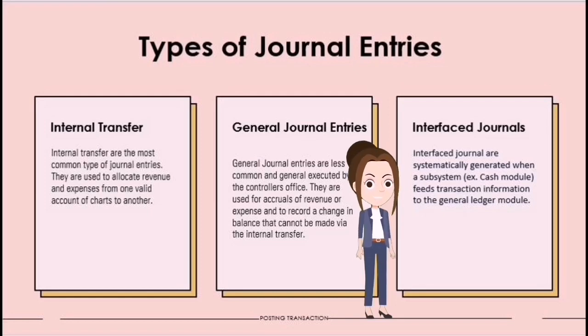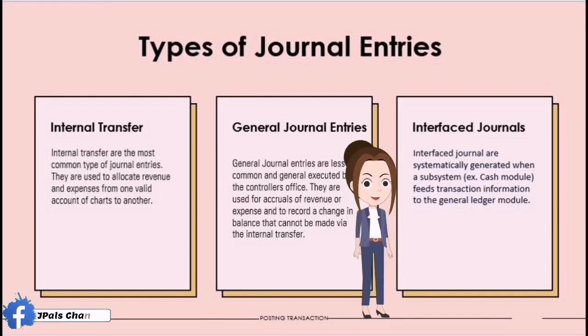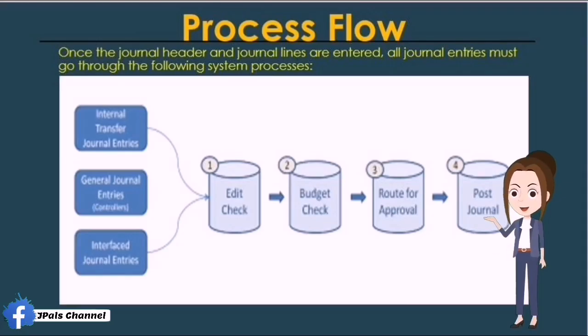Interfaced journals are systematically generated when a subsystem, for example the cash module, feeds transaction information to the general ledger module. The process flow. Once the journal header and journal lines are entered, all journal entries must go through the following system processes: edit check, budget check, route for approval, and post journal.